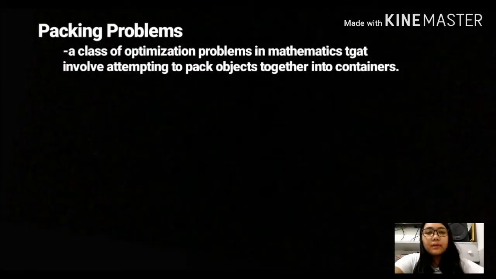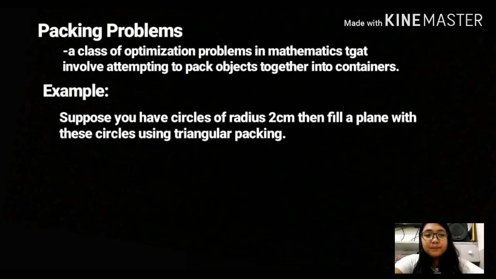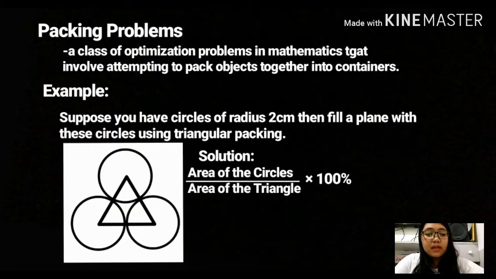The next topic will be packing problems, a class of optimization problems in mathematics that involve attempting to pack objects together into containers. Here is an example problem. Suppose you have circles of radius 2 cm, then fill a plane with these circles using triangular packing. To solve this problem, you have to divide the area of the circles by the area of the triangle and then multiply by 100%.